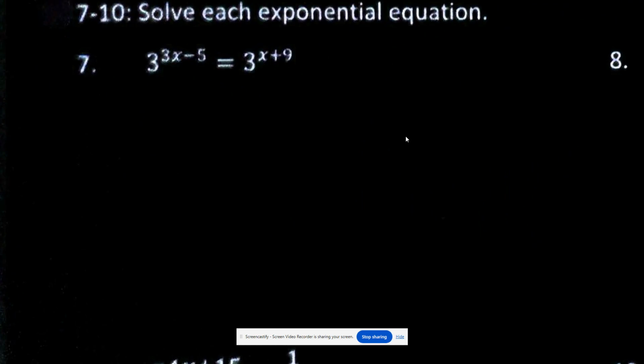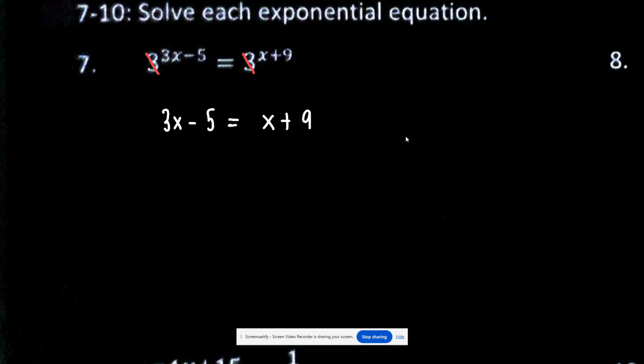So let's start with number 7, the easiest of all. Why? Because you literally have the same base on both sides. So like we said the last couple of days, we drop the base. That will leave me with 3x minus 5 equals x plus 9. And all I have to do is solve. You guys have been doing this for a long time, so let's do it.